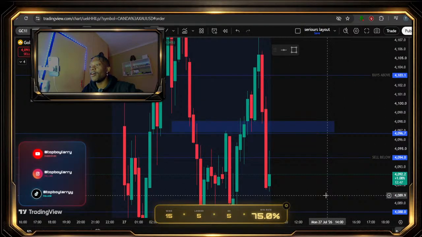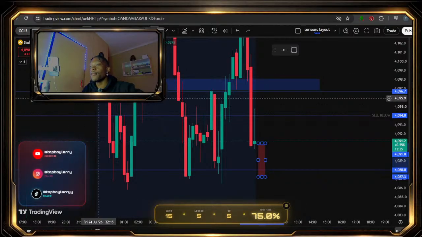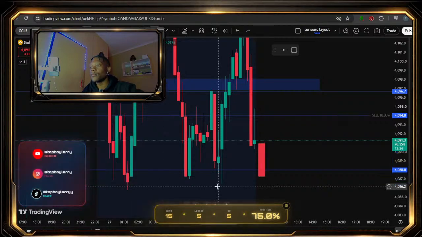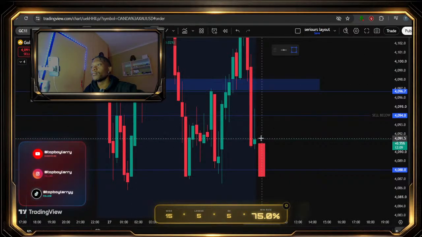Another potential move here, obviously, if price gives us a closure like this, right, then maybe the sells just to fill this wick might make sense, right? So this could be the next move here.